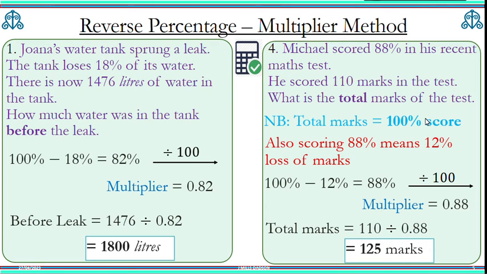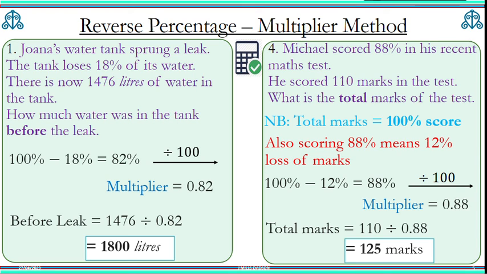So we have 100% minus 12%. That gives us 88%, which is actually the multiplier if you divide by 100, 0.88. And because we are looking for the mark before the person lost 12%, it's a reverse. So we divide 110 by 0.88, and that gives us 125 marks. So this is also reverse because we want to know the original mark before the person lost 12%. So it's also a reverse percentage.